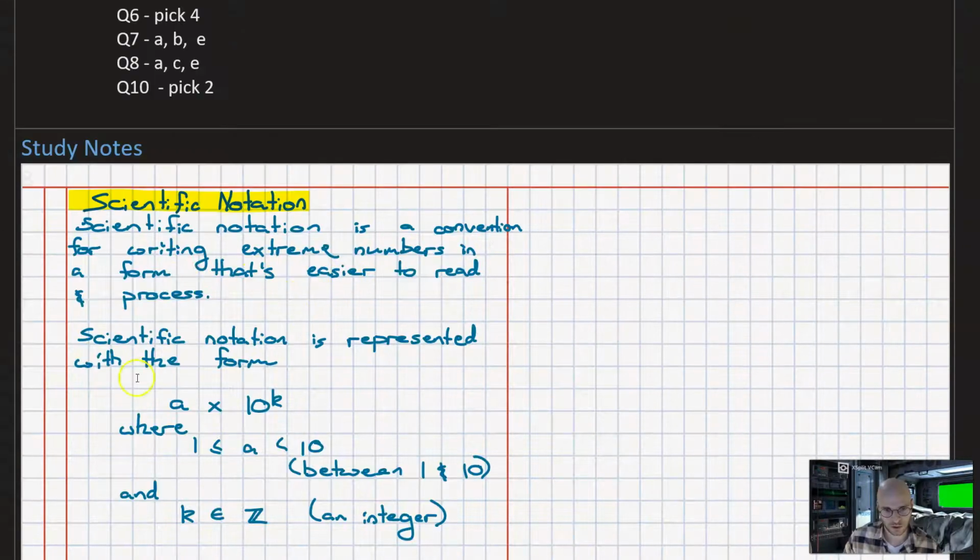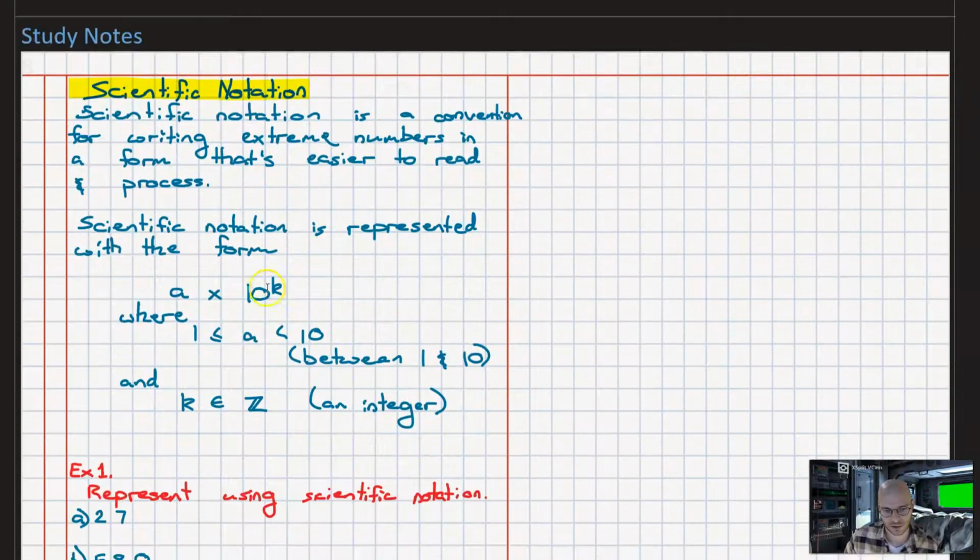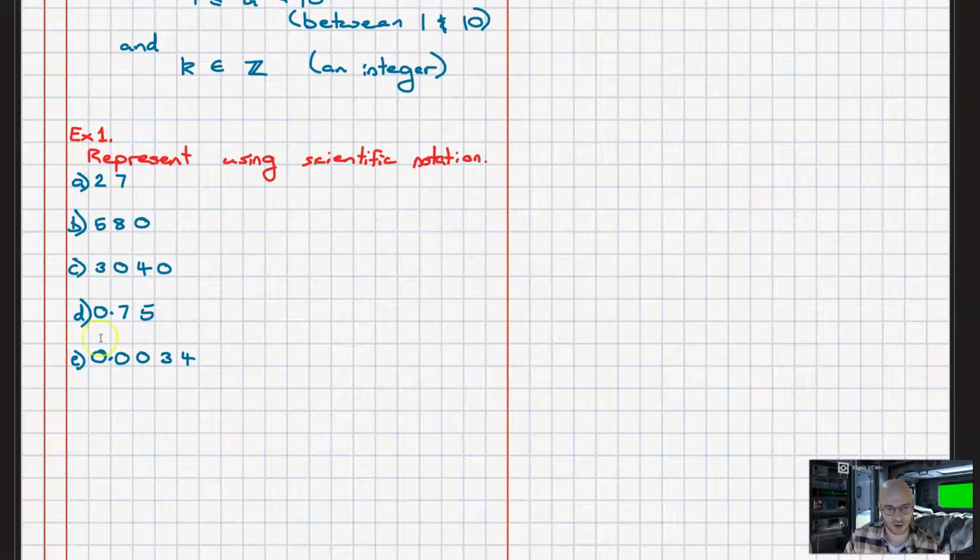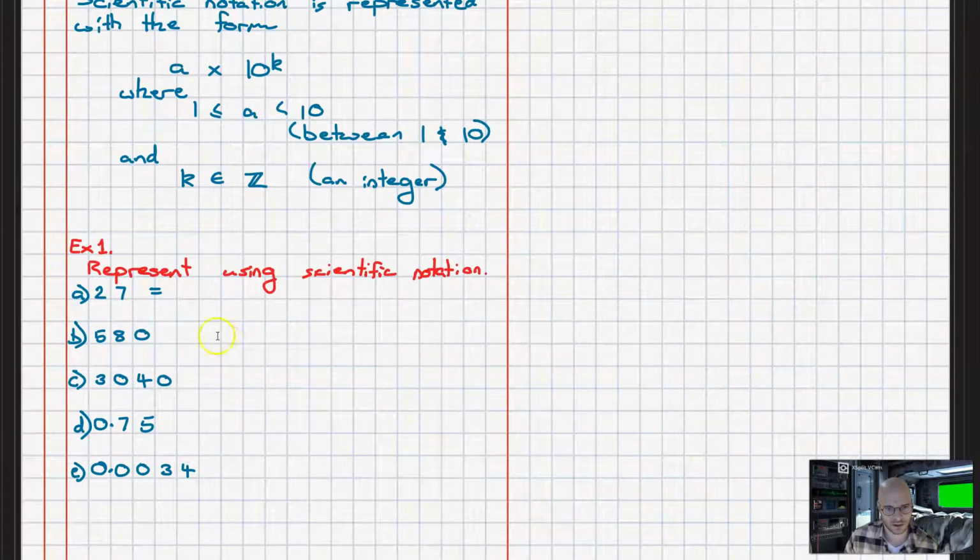Okay, so now that we've got this concept out of the way, let's have a look at how we can convert some quantities from the standard notation, so the notation we usually look at, to scientific notation. So if we go down, we've got 5 different examples here, and we want to represent these quantities using scientific notation. So part A, 27, we want to write this using scientific notation. So what we want to find is we want to have the number a, which is going to be between 1 and 10, and we want to multiply it by 10 to the power of something.